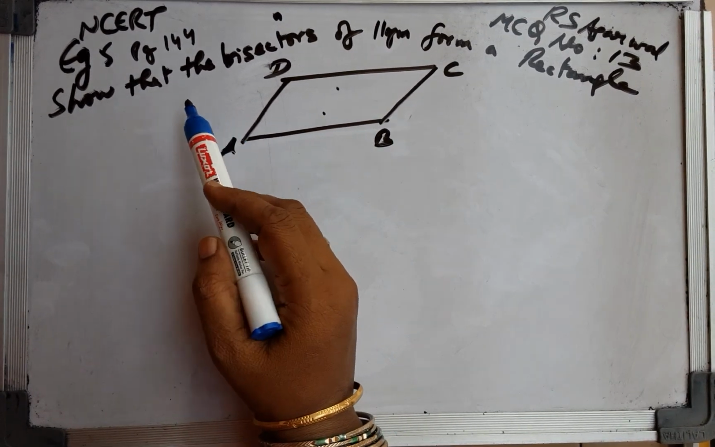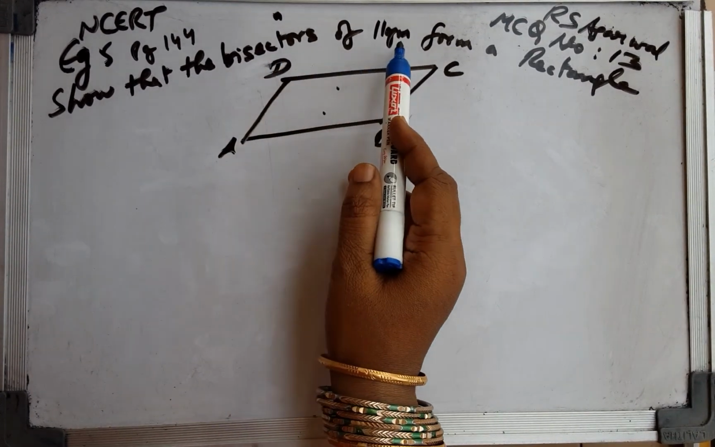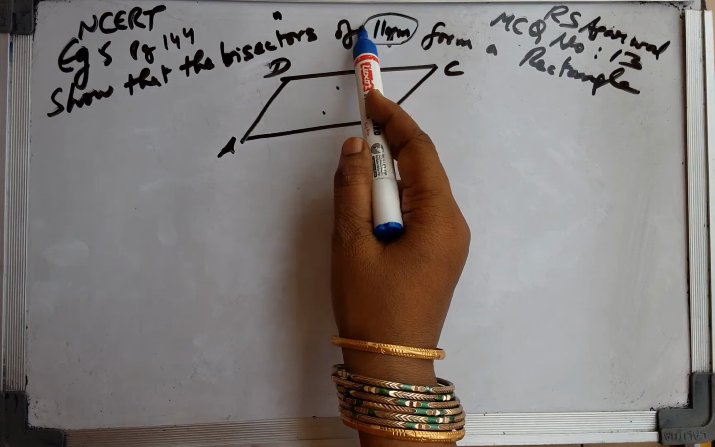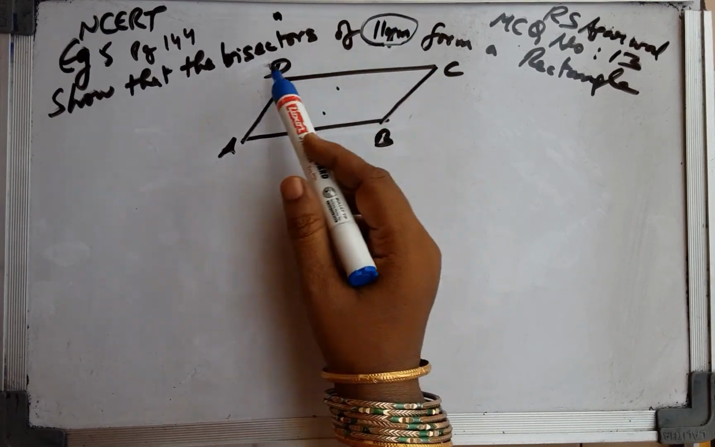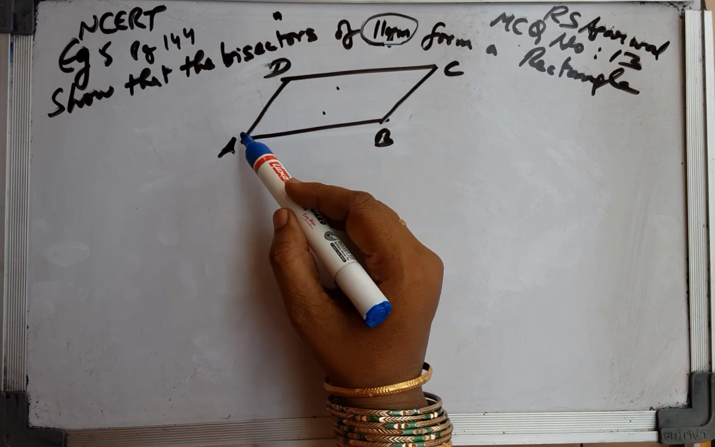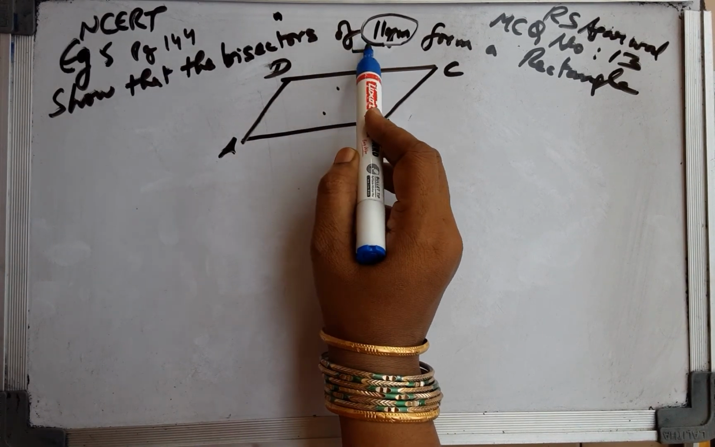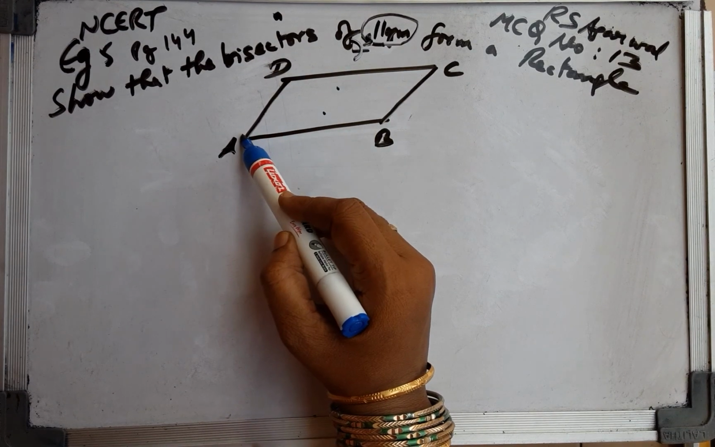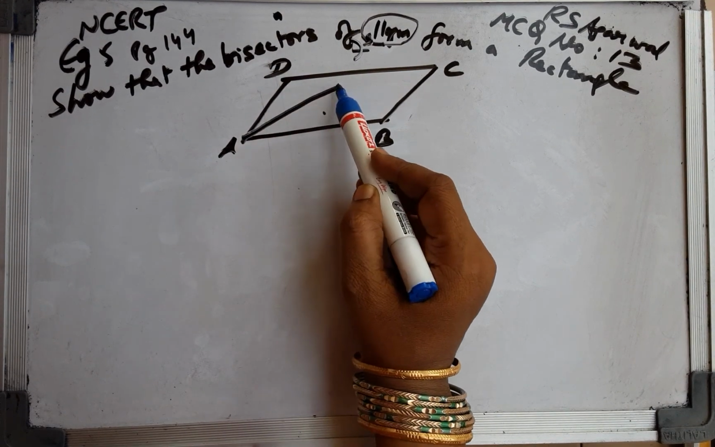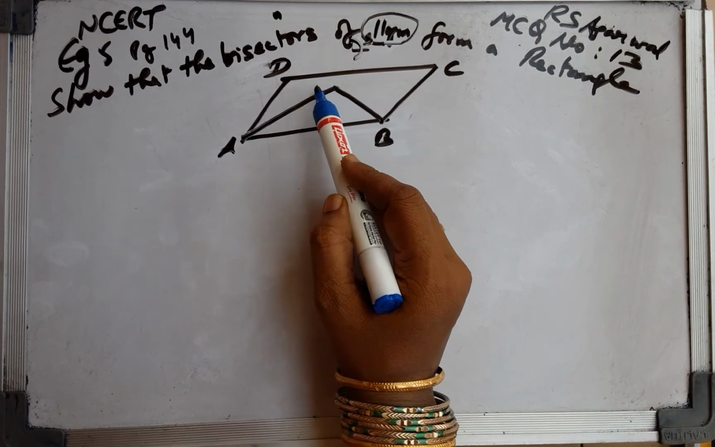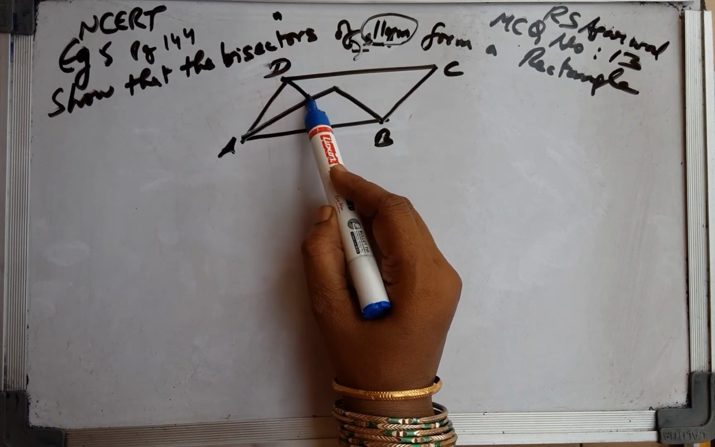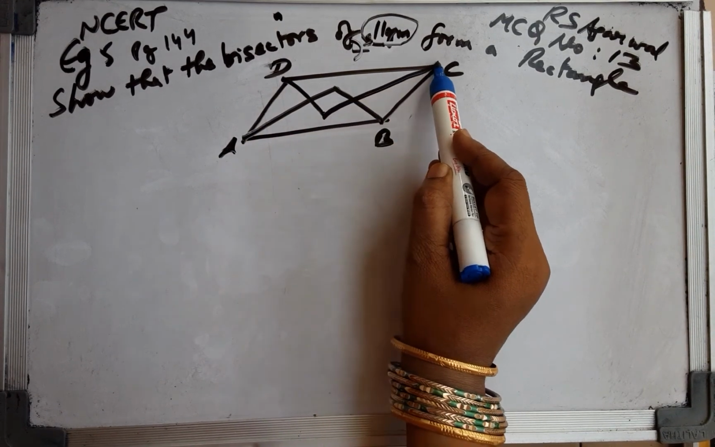Now let me explain. Show that the bisectors of a parallelogram form a rectangle. So a parallelogram has been given, and ABCD is a parallelogram. Now the bisectors of the angles of the parallelogram: A is an angle and B is another angle. This is the bisector, this is it. And now D is an angle and C is also an angle.